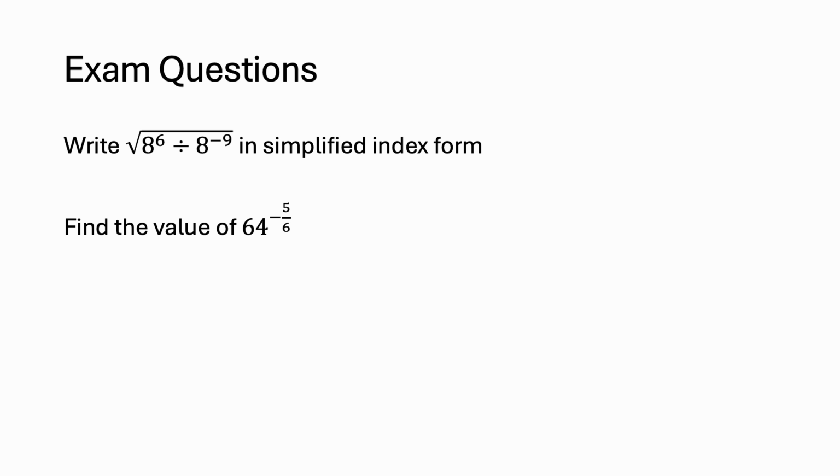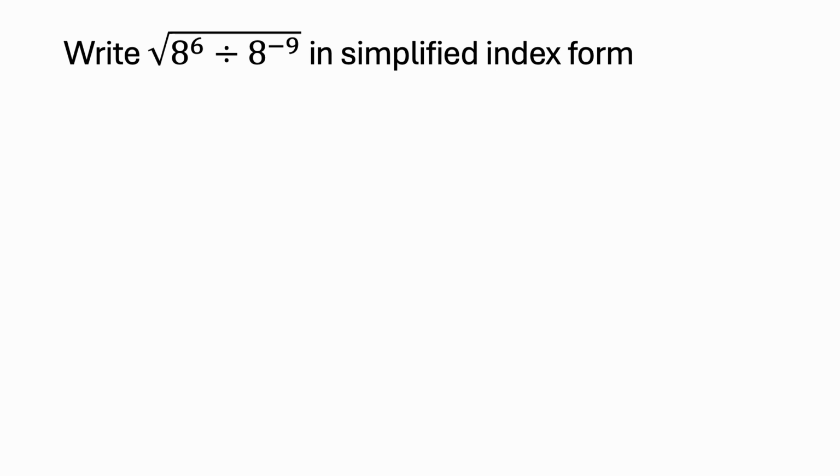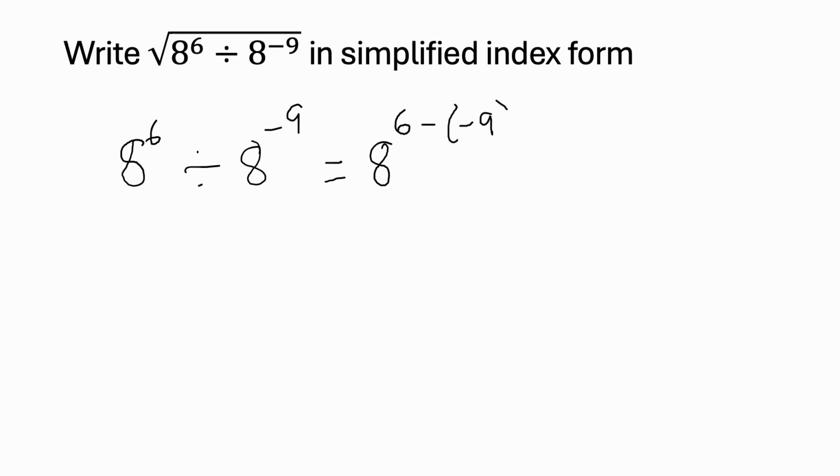So now let's look at some exam questions. So here we've got write 8 to the power of 6 divided by 8 to the power of minus 9. Okay. So let's look at the inside first. So 8 to the power of 6 divided by 8 to the power of minus 9. The index law says that when we have powers of the same base and we are dividing, we have to subtract the powers. So essentially what we're doing is 8 here, and we're doing 6 minus 9.